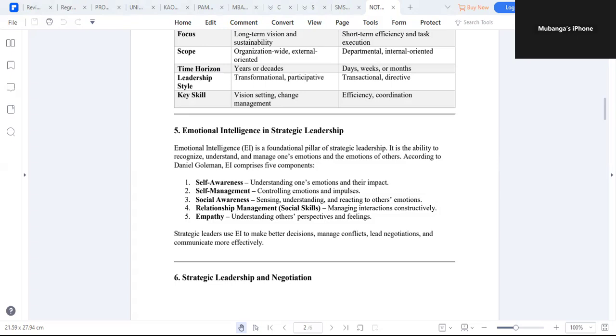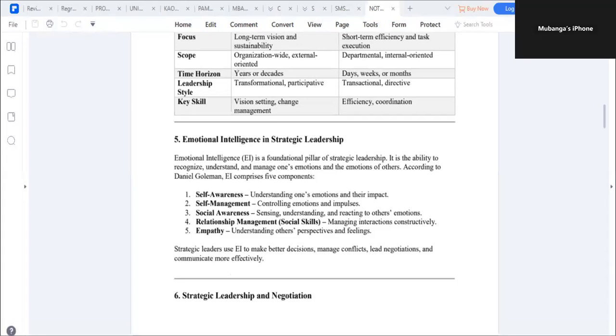Social awareness. Under social awareness, you need to have the ability of sensing, understanding, and reacting to other people's emotions. So here, good leaders should be attuned to how others feel. They should pick up on non-verbal signals. They must listen attentively. They must understand group dynamics and emotions. Then relationship management, or social skills. So leaders must be able to manage interactions constructively.